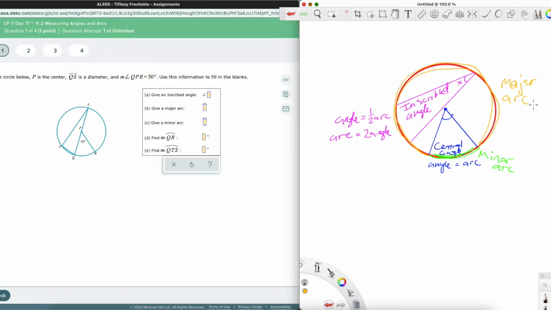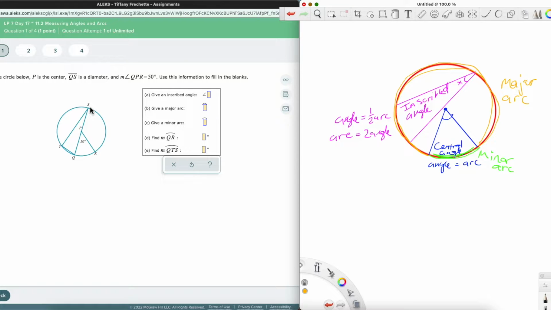All right, so let's see, give an inscribed angle. So I can see this angle here. I could use this angle S over here. I could actually also use angle T. That would work as well, because the endpoints would just be Q and S.